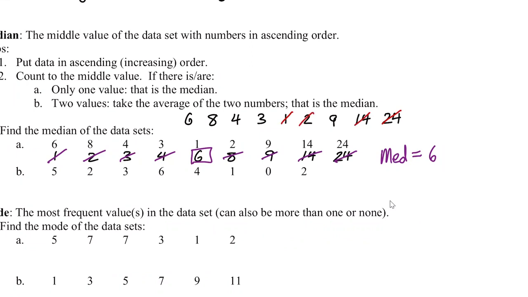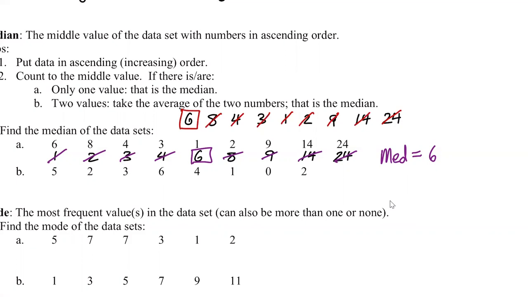What's the smallest remaining number? 3. What's the largest remaining number? 9. So cancel the 3 with the 9. Smallest remaining number? 4. Largest remaining number? 8. Cancel the 4 with the 8, and you'll be left with a 6 that way.